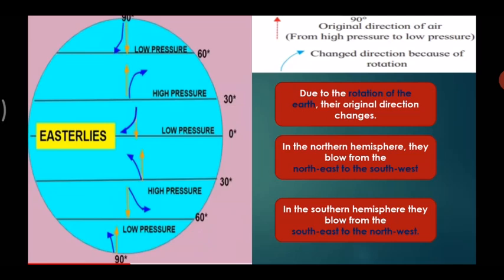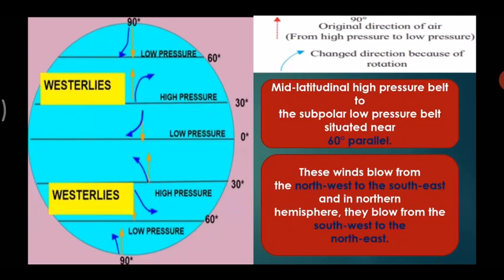Now the next planetary wind is westerlies. As I told you, when the winds are blowing from the west, they are known as westerlies. These winds blow in both the hemispheres. As you can see in the picture, westerlies is written, so it blows in both hemispheres.